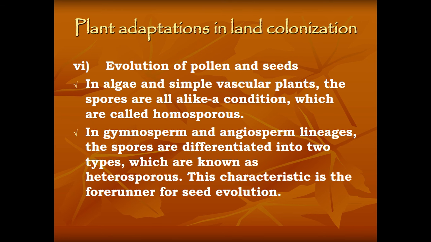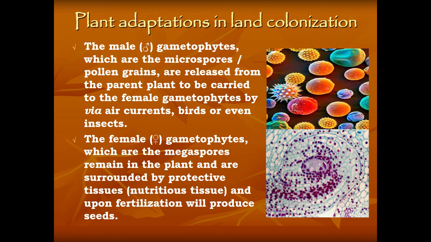So how about the evolution of pollen and also the seed in the plant? In algae and simple vascular plants, the spores are all alike, a condition called homosporous. In the gymnosperm and angiosperm lineages, the spores are differentiated into two types, which are known as heterosporous. This characteristic is the forerunner for seed evolution.